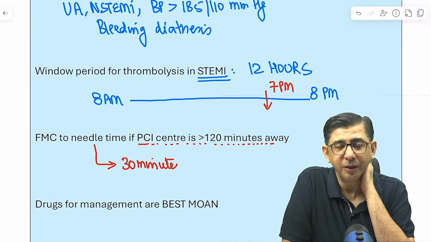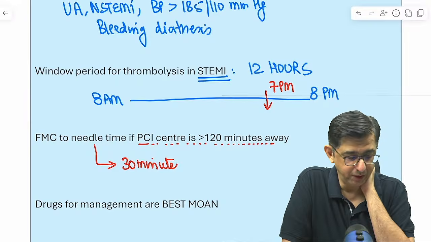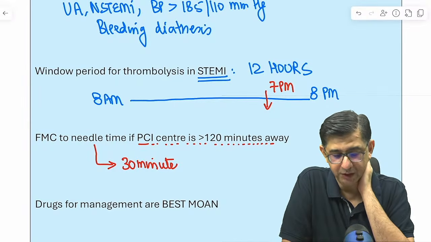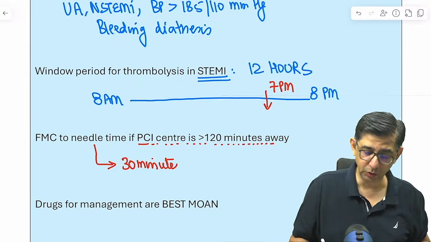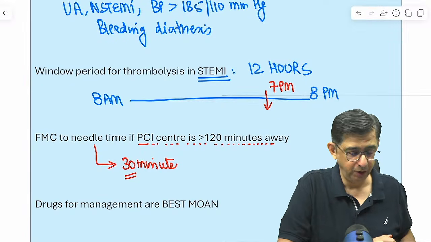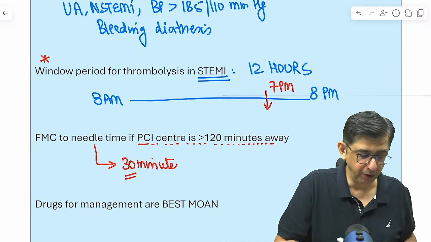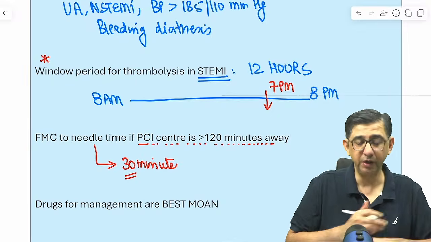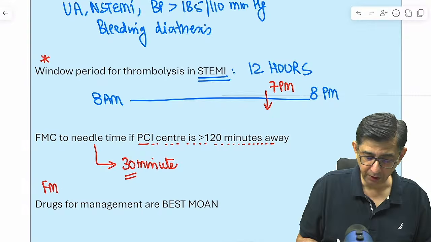So that is when we will do thrombolysis in a patient. So the first medical contact to needle time, meaning the 30 minutes data for thrombolysis, this is how it is. It is not to be mixed up with the window period in the patient. And then obviously that is first medical contact.